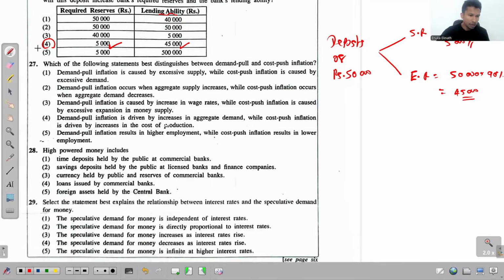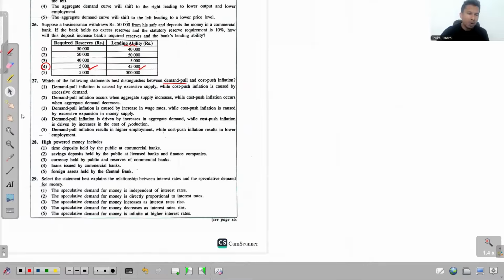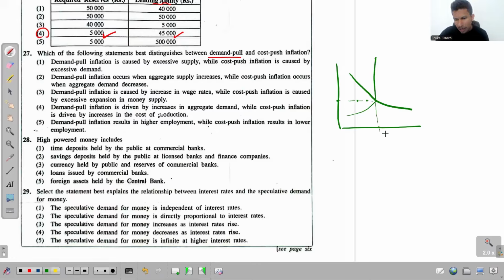Look at this 27th one now. Which of the following statements best distinguishes between demand pull and cost push inflation? This is very simple. All you need to do is to draw the diagrams and see what happens in a demand pull inflation and cost push inflation. For example, if I draw the first diagram for demand pull inflation, what happens? Let's assume that this is where the equilibrium is, right? The economy is operating at the full employment level of national income. So this is the current aggregate demand and this is the current aggregate supply.